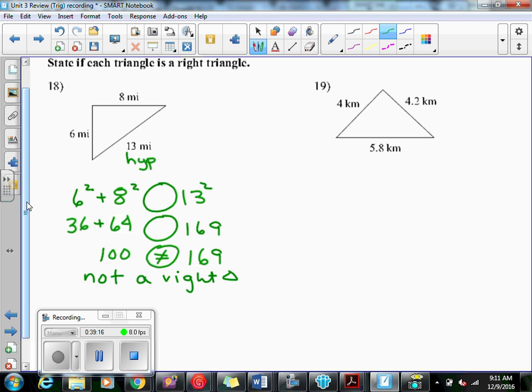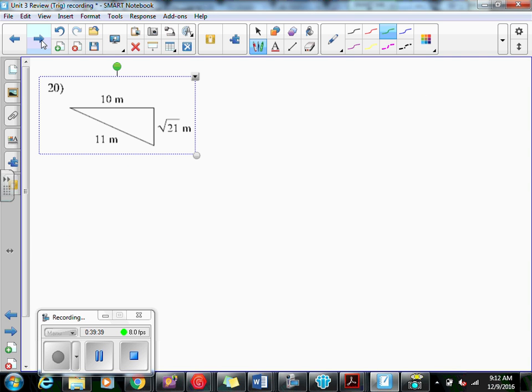All right, let's skip over. Just so you know, for number 19, this one, the answer is yes. But you've got to do the work and figure it out. So I'll let you work it, but just know that the answer for number 19 is yes, it is a right triangle. Number 20, for this one, same thing.